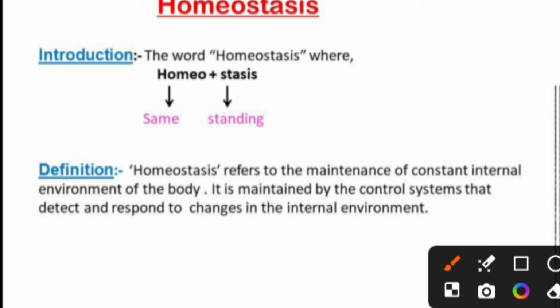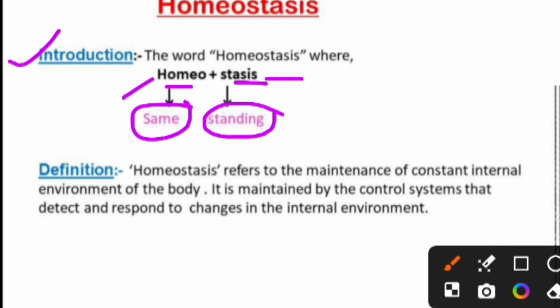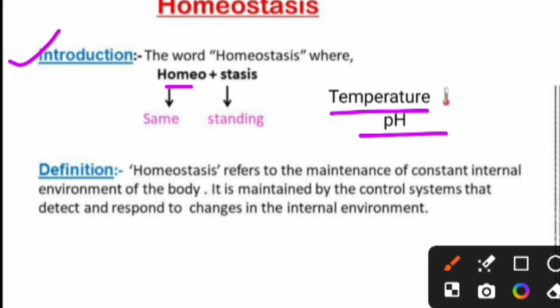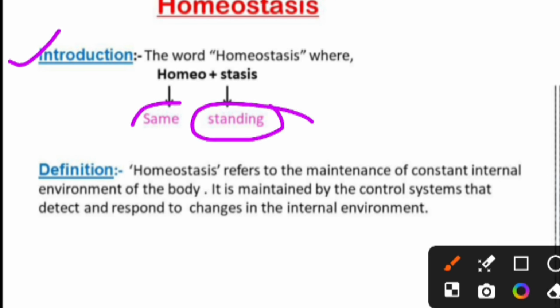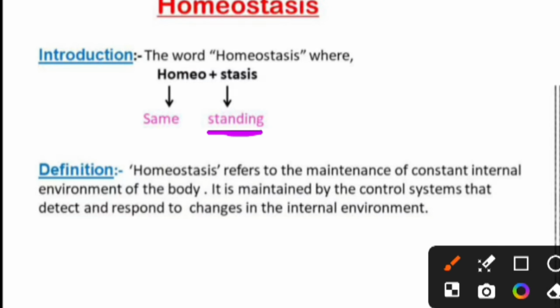First, introduction. The word homeostasis is made up of two words: homeo, which means same, and stasis, which means standing. So when different things like temperature or pH in our body are stable, standing in the same condition, that means homeostasis. Actually, homeostasis is a control system that helps to detect any deviation and respond against it, and tries to maintain the internal environment of the body.